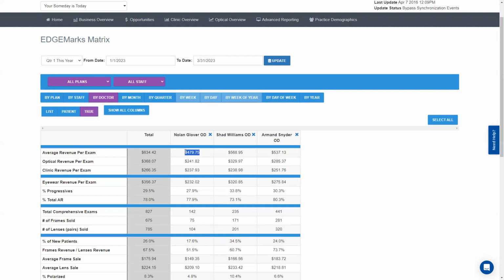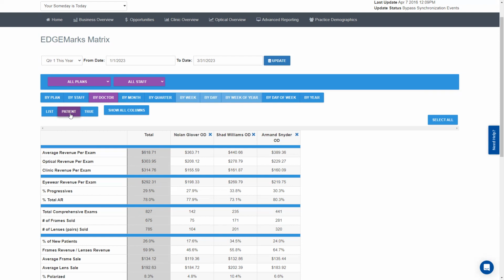It's located on many pages within advanced reporting. EDGEPro will default to patient. This is the number that you can control. You can control what your patients are spending out of pocket when you think about your product.